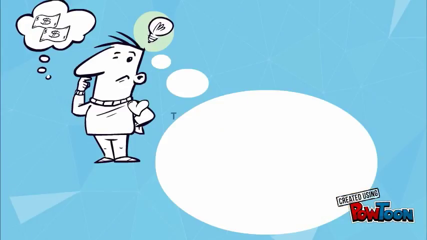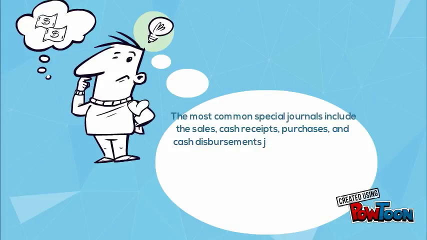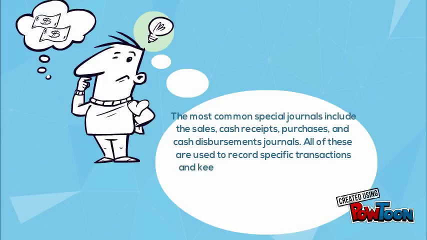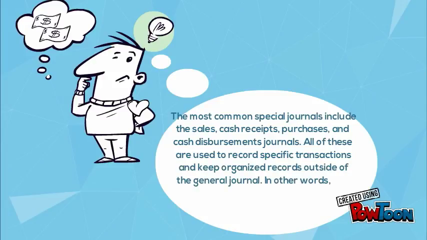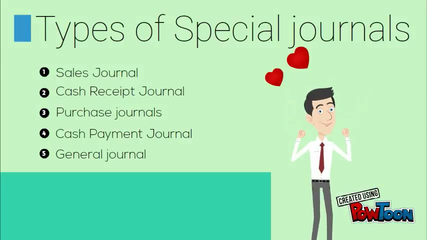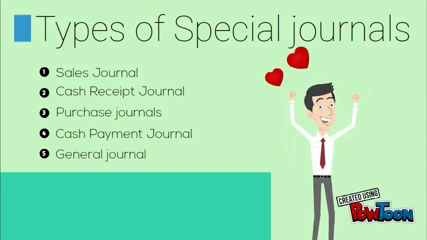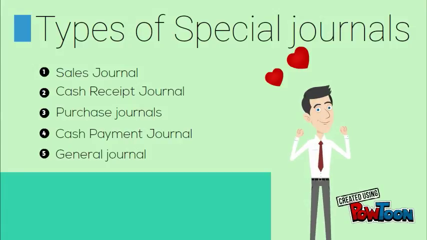The most common special journals include the sales, cash receipts, purchases, and cash disbursements journals. All of these are used to record specific transactions and keep organized records outside of the general journal. In other words, this system is a way to categorize transactions into different types and groups. Types of special journal: sales journal, cash receipt journal, purchase journal, cash payment journal, and lastly the general journal.